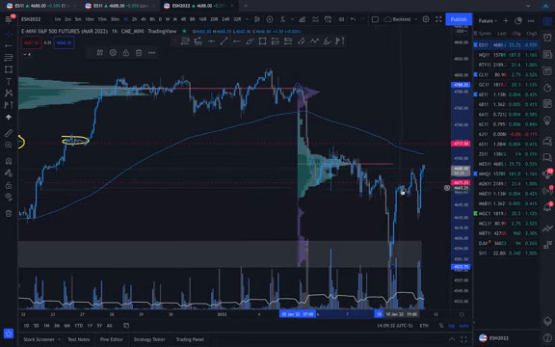We came into this volume, we churned for a while, we poked up a little higher. I mean, I got out here. So I guess I could have held it longer, but you can see there was quite a good rip downward off of that volume area.